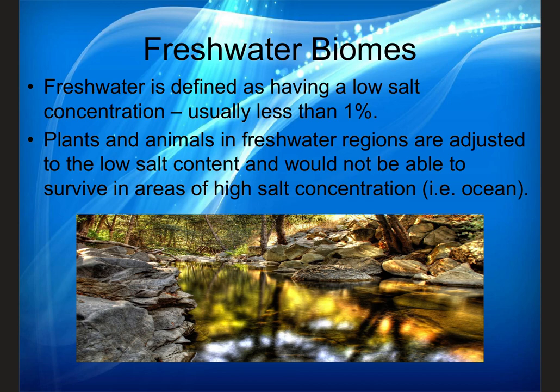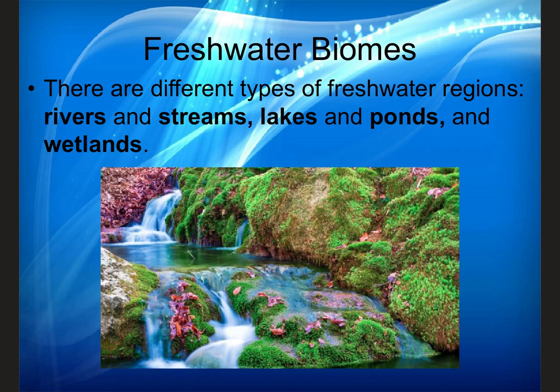Freshwater is defined as having a low salt concentration, usually less than 1%. Plants and animals in freshwater regions are adjusted to the low salt content and would not be able to survive in a high salt content such as the ocean. All right, there are different types of freshwater regions. These regions include things like rivers and streams, lakes and ponds, and wetlands.